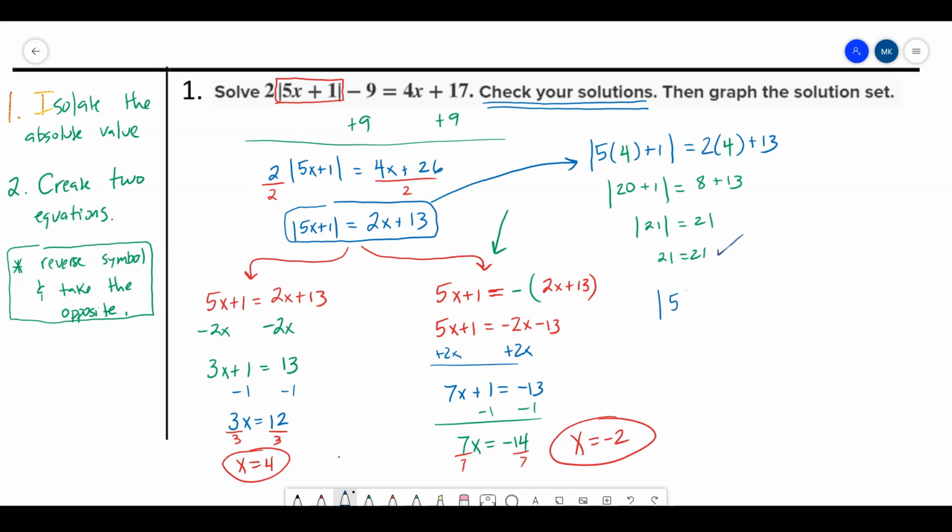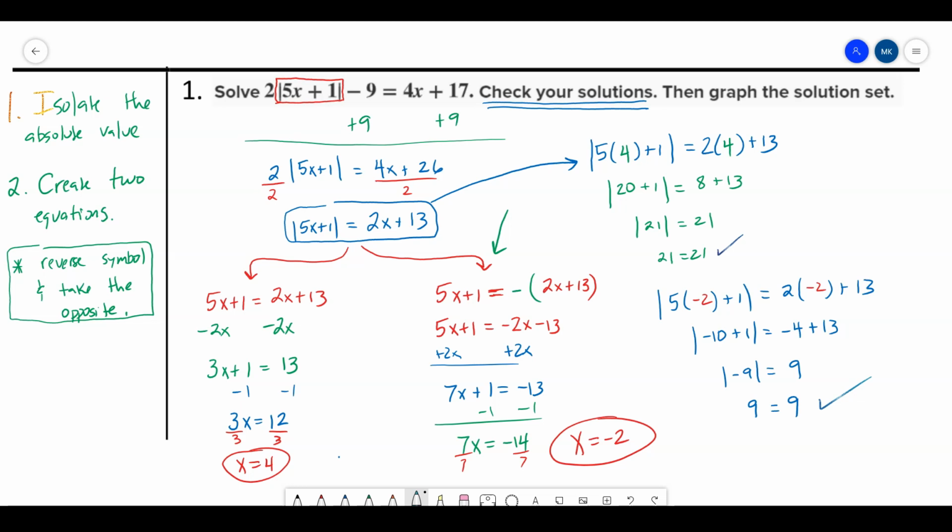If I'm going to check the x equals -2, let's do the same thing. So I'm going to have the absolute value of 5, I'm going to plug in a -2 there instead, right here. And then I'm going to evaluate and check it. So I'm going to have the absolute value of -10 plus 1 equals -4 plus 13. So I have the absolute value of -9 equals +9. Now, is that true? Well, the absolute value of -9 is a +9, so this would evaluate to +9, and that, of course, does equal +9, so that is still true. So both of these are true.